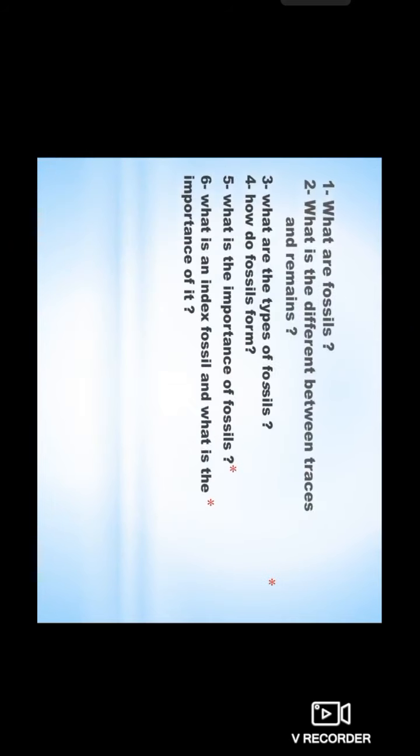Number one, what are fossils? Number two, what is the difference between traces and remains? Number three, what are the types of fossils? Number four, how do fossils form? Number five, what is the importance of fossils? Number six, what is an index fossil and what is the importance of it?